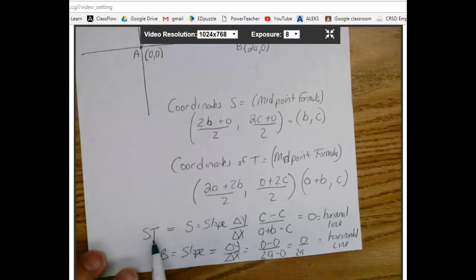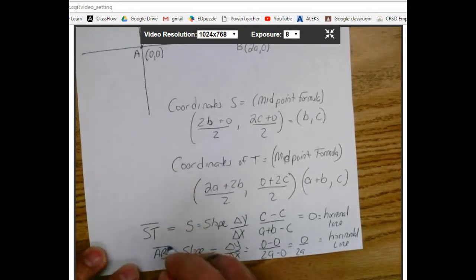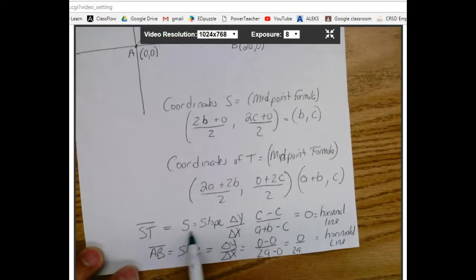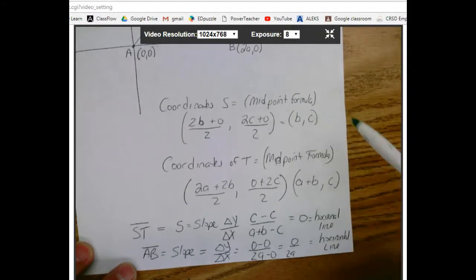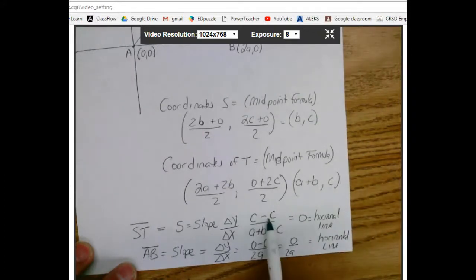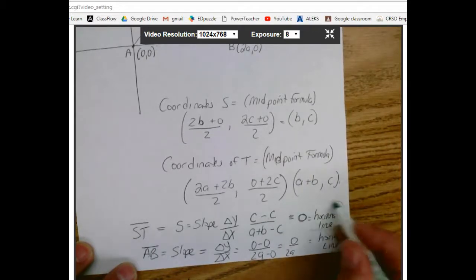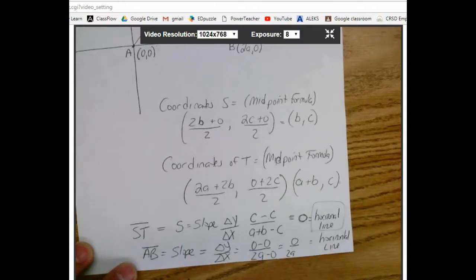For ST, this line here, the slope is change in y over change in x. So for this one we get c minus c, over a plus b minus b... so in the end, we get 0. It's a horizontal line. That tells us we're right on with that.